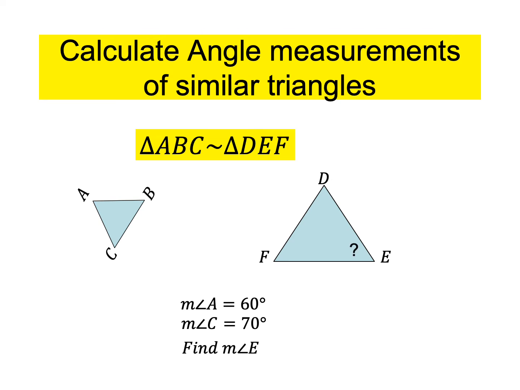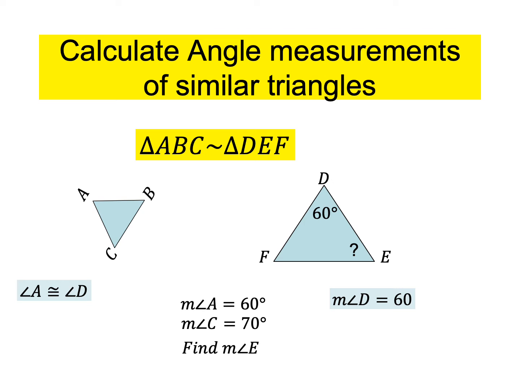So the first thing you can do is label which one you're trying to find. I'm trying to find angle E. How big is angle E? And then label what you know. I know angle A is 60, and angle A corresponds with angle D. I'm getting that from the similarity statement. A is the first letter, D is the first letter. So A goes with D. So if A is 60, then D must be 60.